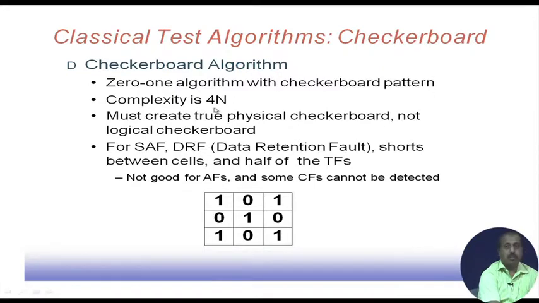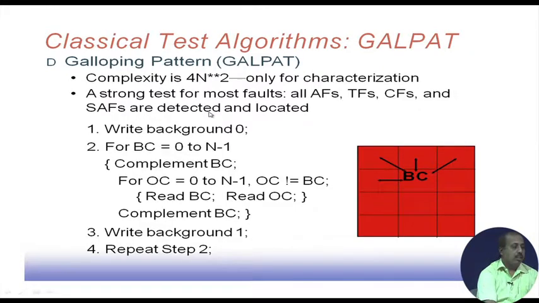Complexity is 4n. Another very good algorithm for memory testing is known as Galpat, or galloping pattern algorithm. This diagram tells what it essentially tries to do. Say I have a total of n cells. Out of that, BC is the cell that we are considering now.